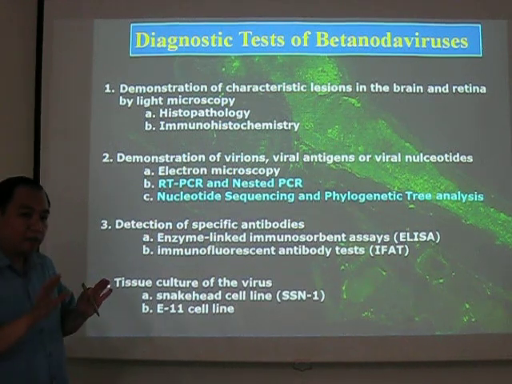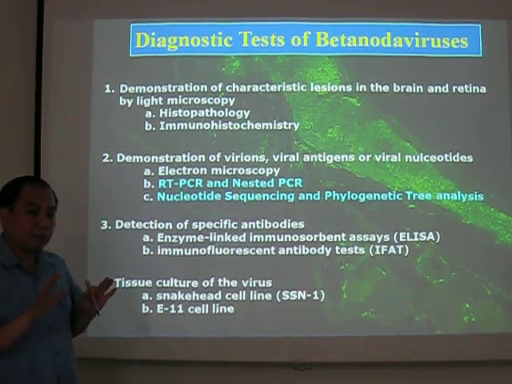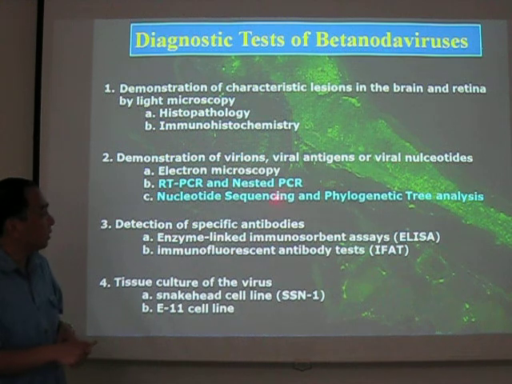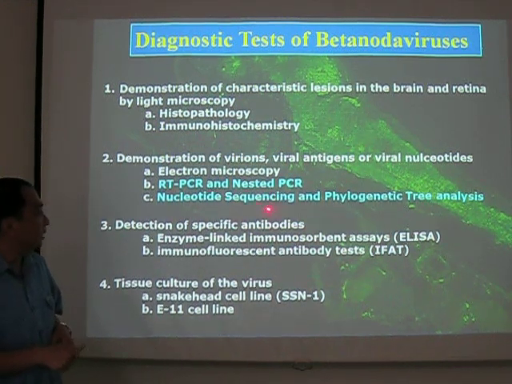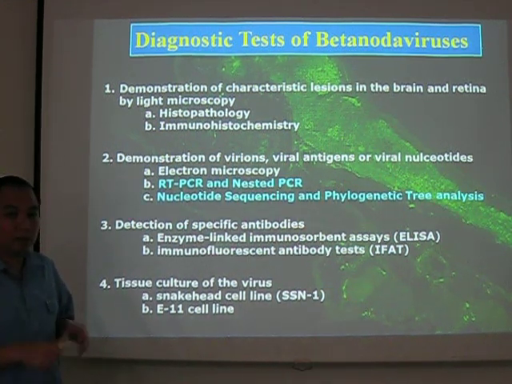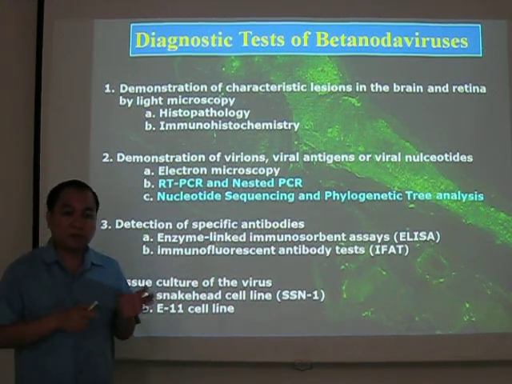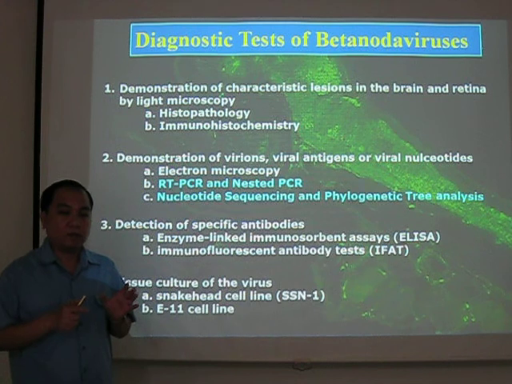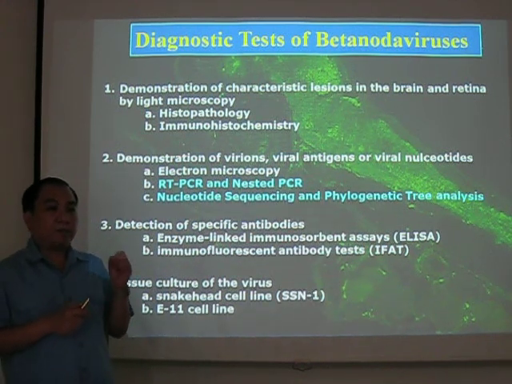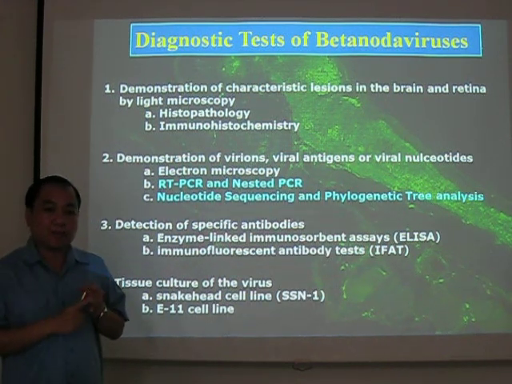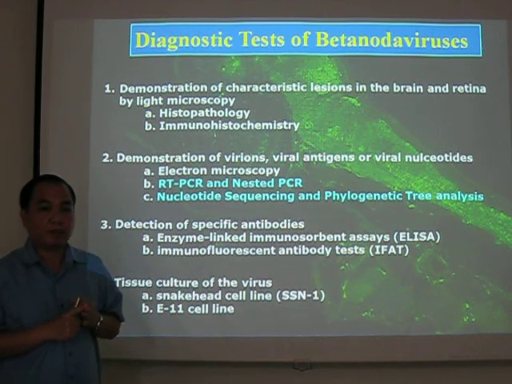But today, what we are going to discuss is only the RT-PCR, nested PCR, nucleotide sequencing and phylogenetic tree analysis. Why do we discuss only these tools? Because these are the recently developed tools, very specific, very sensitive and very rapid in detecting beta-nodovirus RNA.